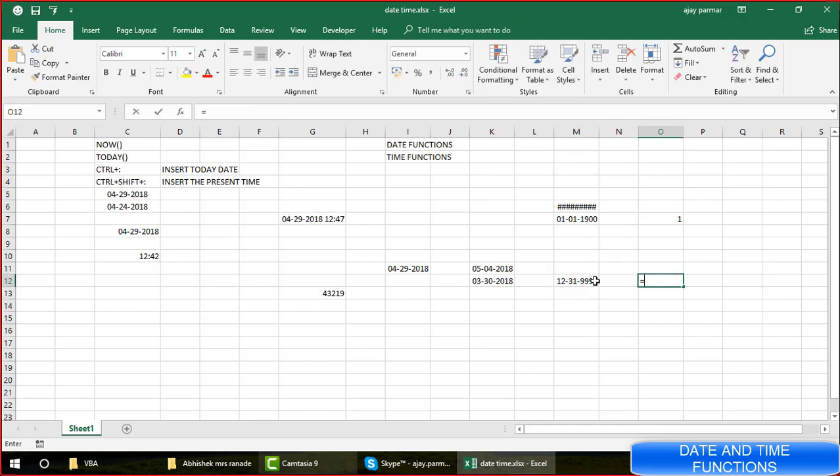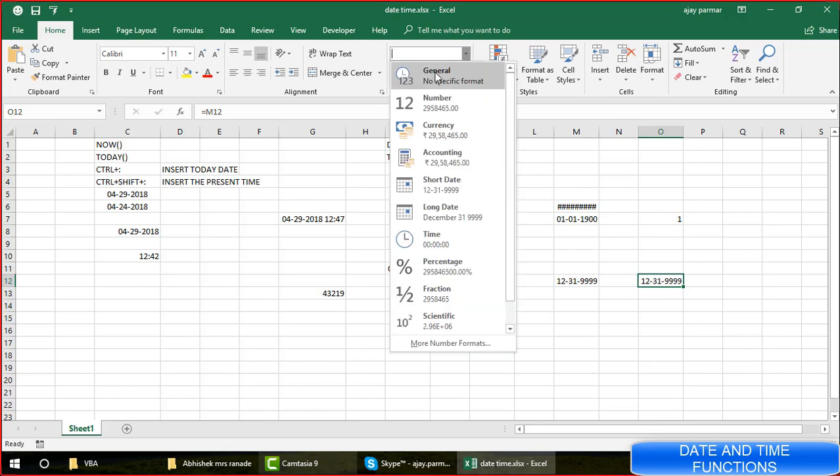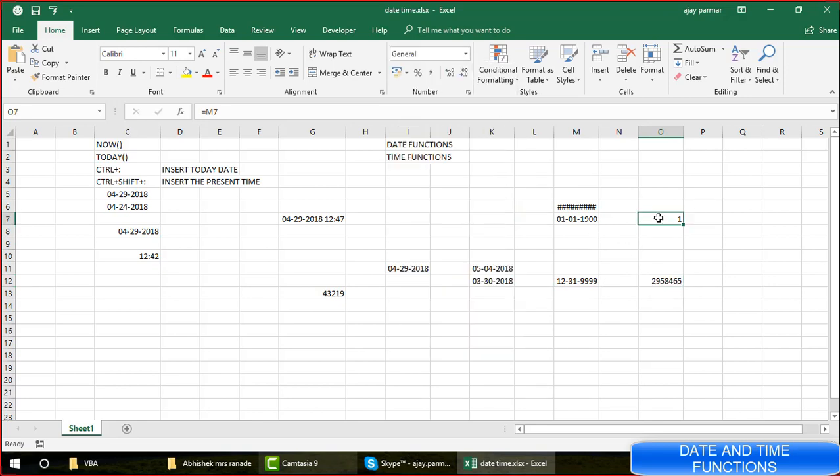If you go and check this in the general tab, this will also have some number. So basically the process is that you start counting from this date, and so if you go and add 43,219 days, this is what you will get, right? So this is how it is.